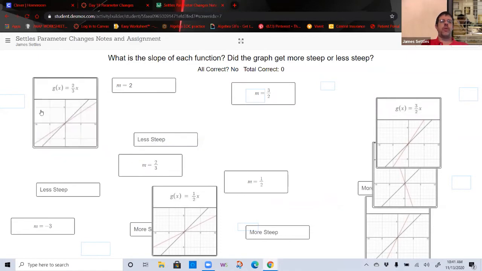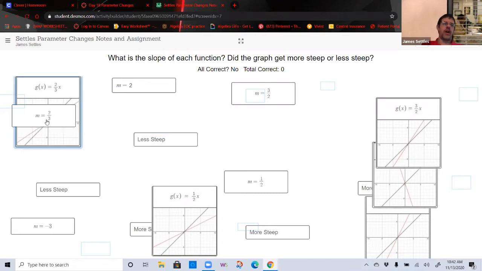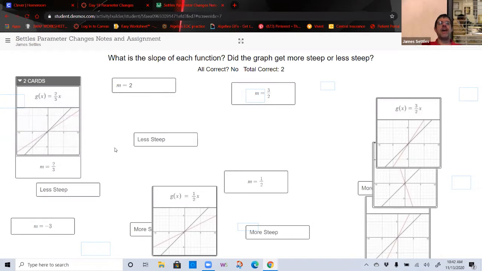So I want you to pull one of the pictures kind of over to the side. I chose the one that said 2/3 x. Now, the first thing that we're going to do is find the slope. I think that's the easiest thing to do. Slope is always in front of x. So find the one that says m equals 2/3 and put it right on top of that graph. Now that definitely should match. So notice it says correct, that there's 2 correct.